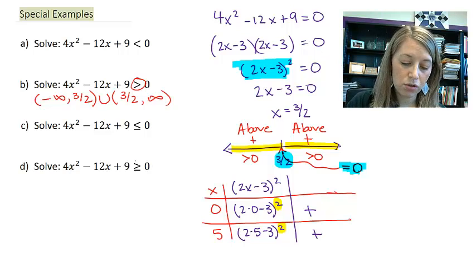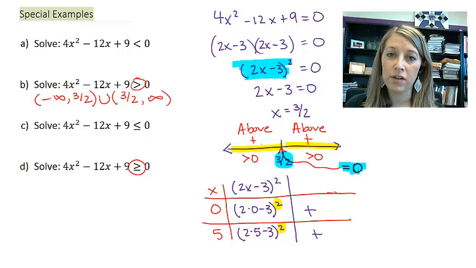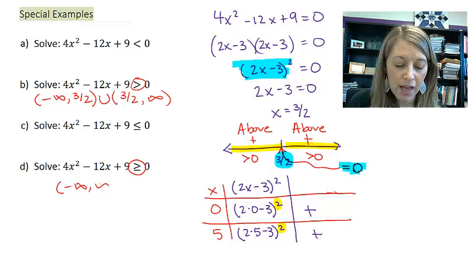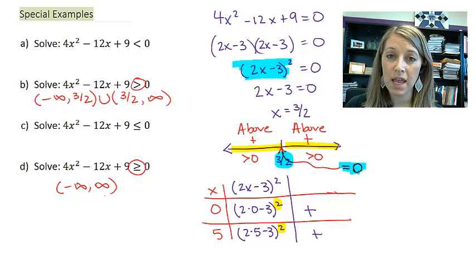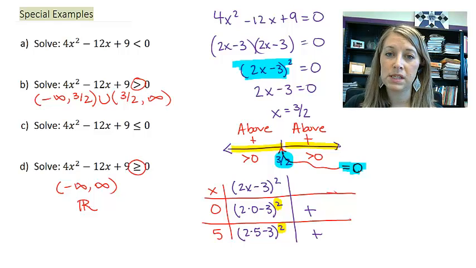Okay, so let's go to the other variation of this, greater than or equal to 0. If the left-hand side of my graph is greater than, the right-hand side of my graph is greater than, and in the middle it's equal to, that means that this graph is always greater than or equal to 0. So in interval notation, you would say every number from negative infinity to infinity, or another answer you might see is all real numbers.